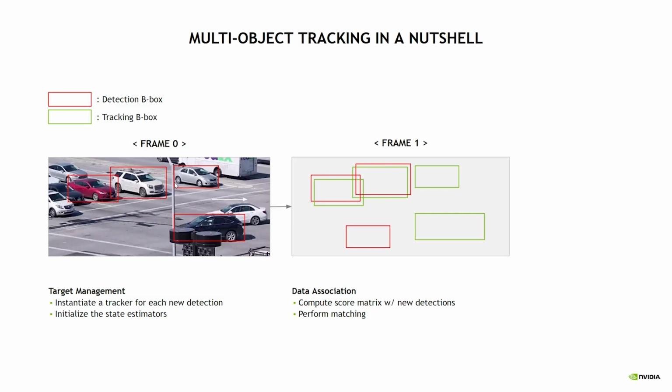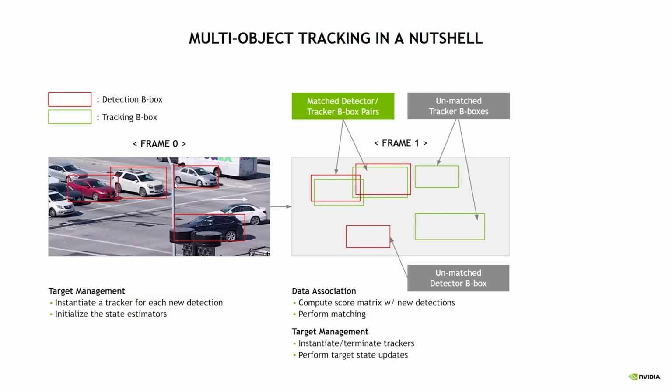In this frame, we also have a set of bounding boxes from the object detector in PGIE, which are represented as red bounding boxes. Given the detection and tracking bounding boxes, we now perform data association. Typically, a score matrix is generated between the two sets, and the matching is performed based on the score matrix in such a way that the total matching score over all the matches is maximized. When the matching process is completed, there will be 3 sets of bounding boxes.